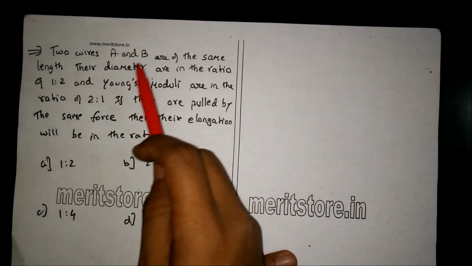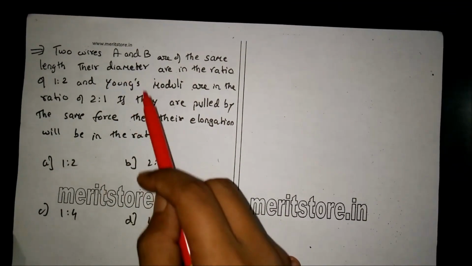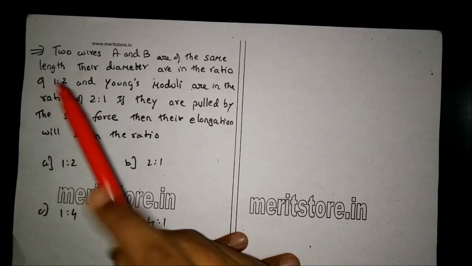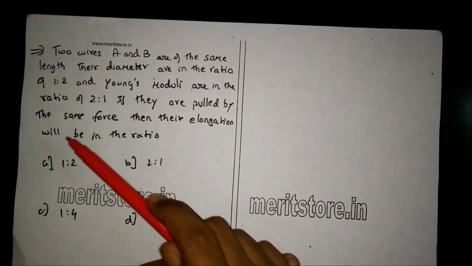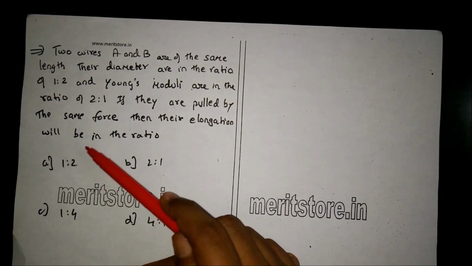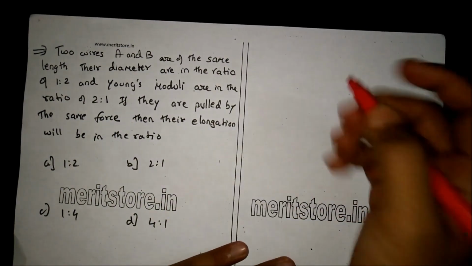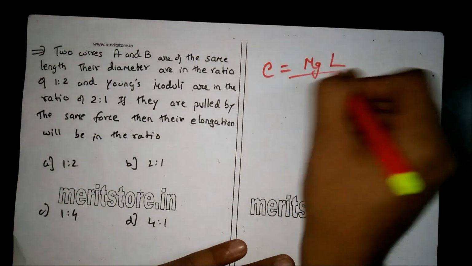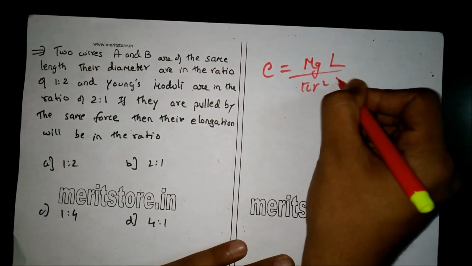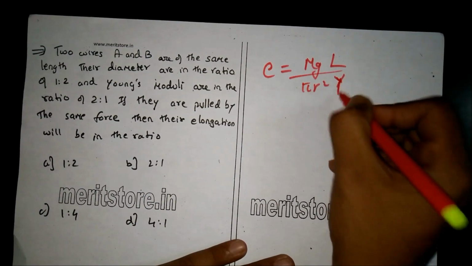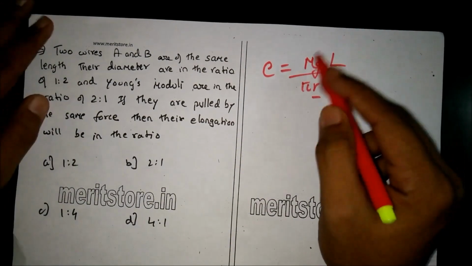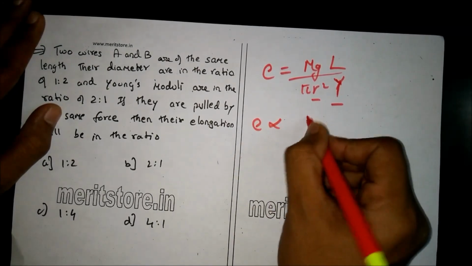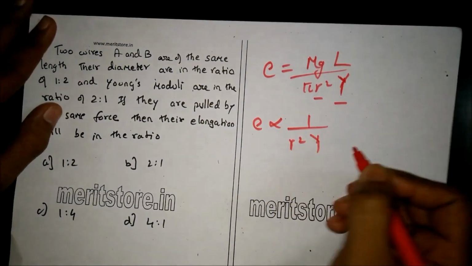Two wires A and B are of the same length, their diameters are in the ratio of 1:2 and Young's moduli are in the ratio of 2:1. If they are pulled by the same force, then the elongation will be in the ratio. Here are the options. Now the elongation is given by e is equal to mgL upon pi r square into Y. Now except r and Y, all the other values of both the wires are the same.